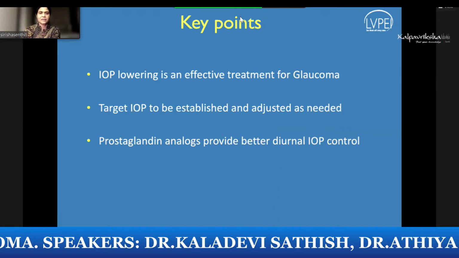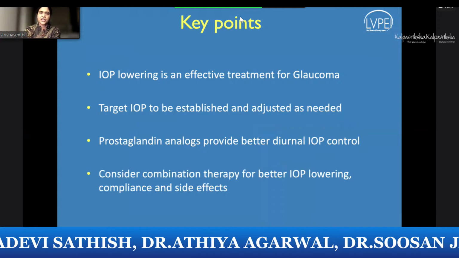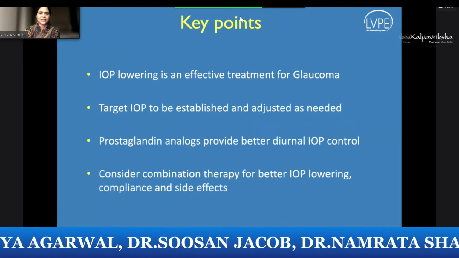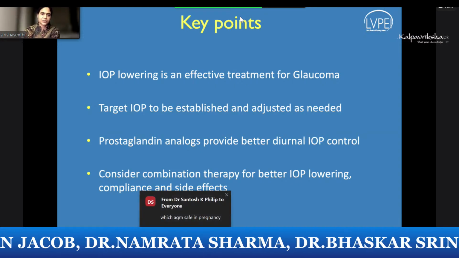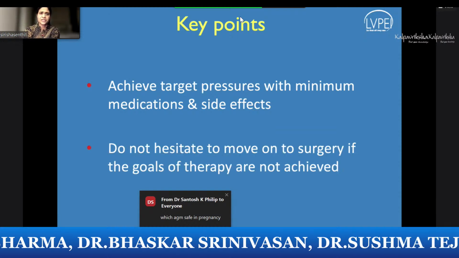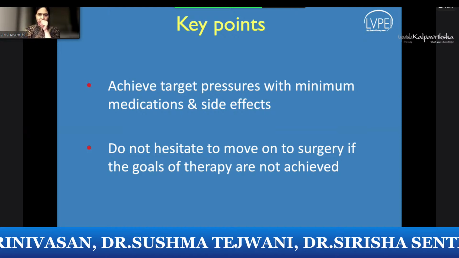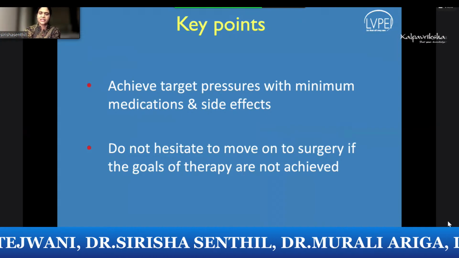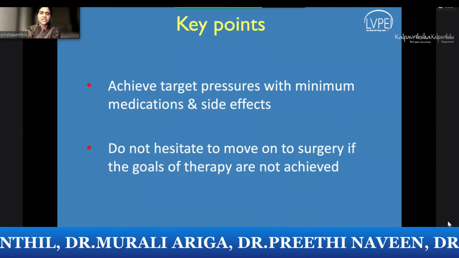Always try and establish a target intraocular pressure, which is a range and a dynamic one. PG analogs provide better diurnal IOP control and decreased dosing, so they have better compliance and persistence. Consider combination therapy that helps to decrease the side effects and improve compliance. Achieve a target pressure with the minimum medications and beware of the side effects the patients have. Do not hesitate to move on to surgery, especially if either the target pressure is not achieved or they have severe allergy to the medications.